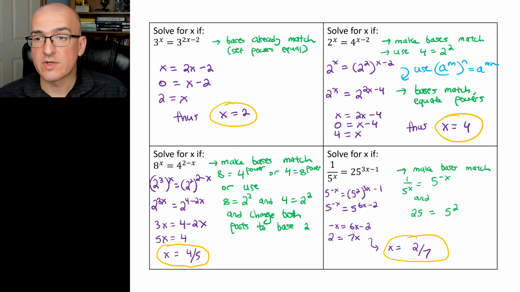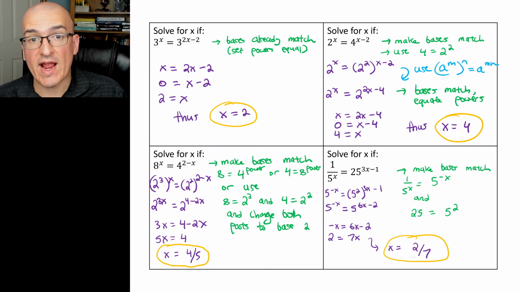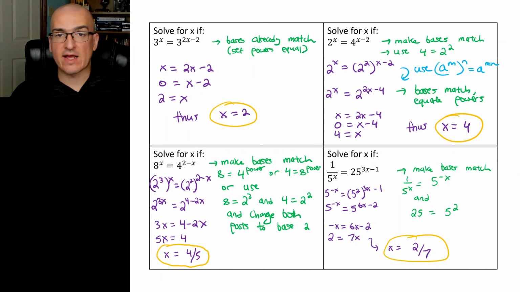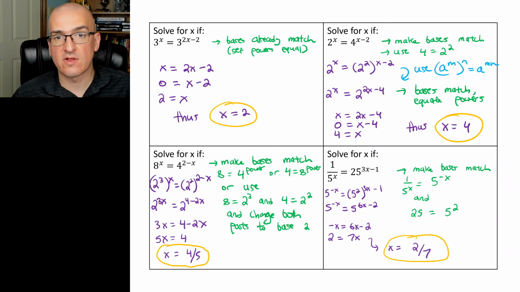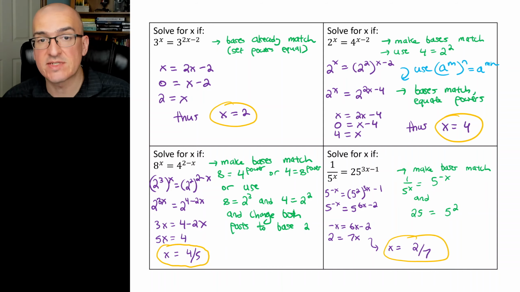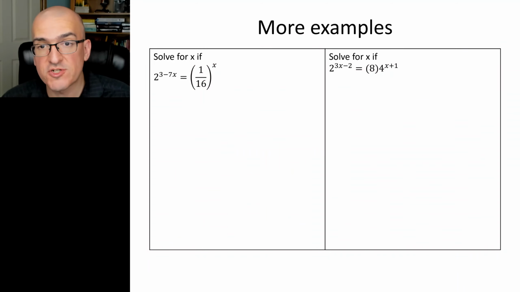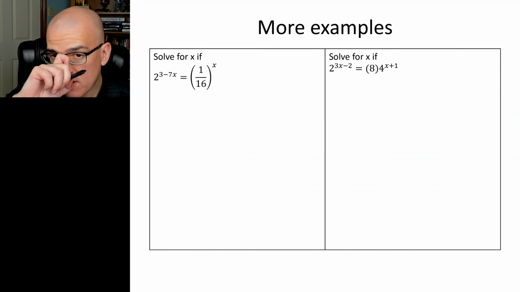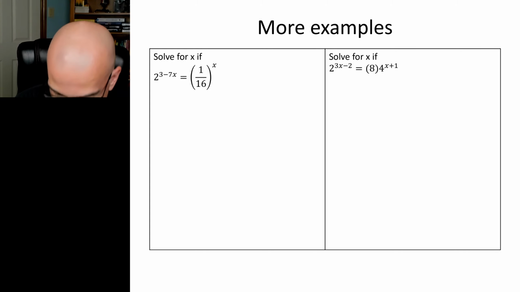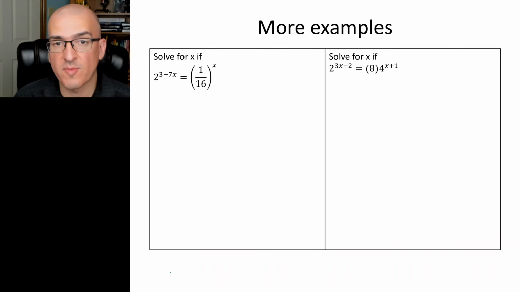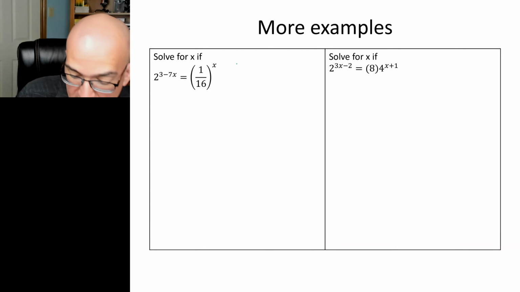In the previous video, we looked at solving expressions for x, so rearranging, getting x by itself for expressions that involve exponential functions or exponential pieces. We'll look at some more challenging ones next, but we'll follow the same strategy. So on the left-hand side, we have 2 to a power is equal to 1 over 16 to a power. We need to make the bases match.